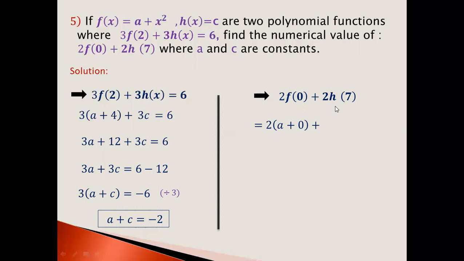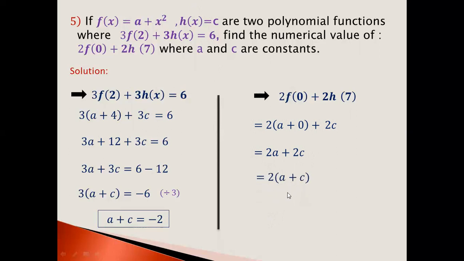And 2h of 7. h of 7 means the image of the element 7. And we know that h of x equals c represents the constant function, and the image of each element is the same constant c. That means h of 7 equals c. So we write 2c. Now we can write 2a plus 2c, and then we can take 2 as a common factor. It's going to be 2 multiplied by the sum of a plus c.